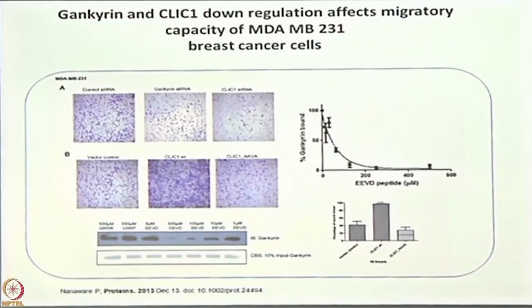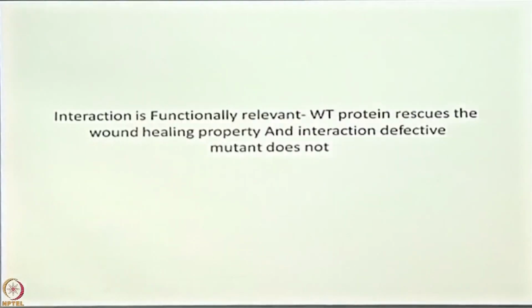The peptide alone, a short EEVD peptide, is able to inhibit this interaction, and that can be quantitated, and you can get an IC50 of about 50 micromolar. So that is important, right? When you're saying this peptide is responsible, mutation is one way of doing it, and throwing in the peptide to inhibit the interaction is another way of establishing that.